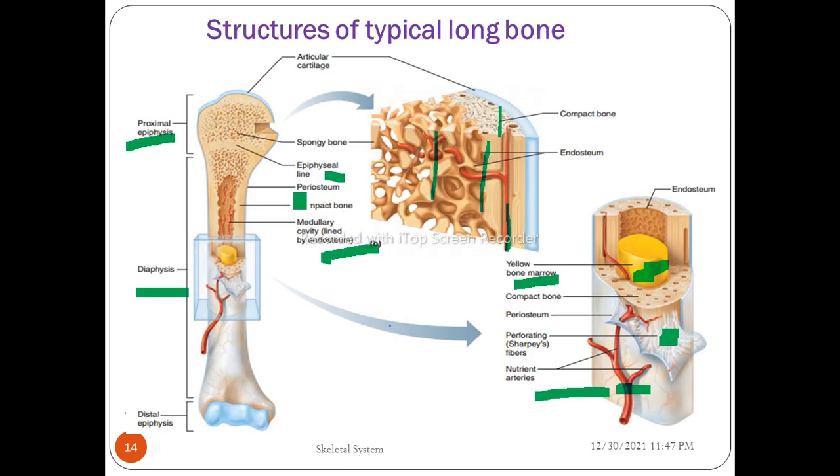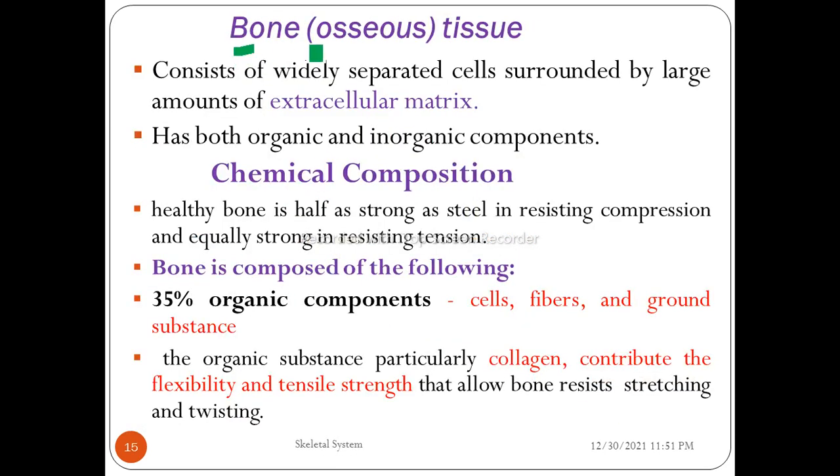The other is bone tissue, or osseous tissue. Bone tissue consists of widely separated cells surrounded by a large amount of extracellular matrix. As I told you, bone is a connective tissue. One of the special characteristics of connective tissue is having a small number of widely separated cells, but in between there is a large amount of extracellular matrix. Bone tissue has both organic and inorganic components.